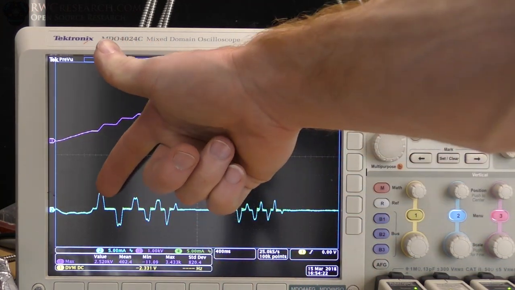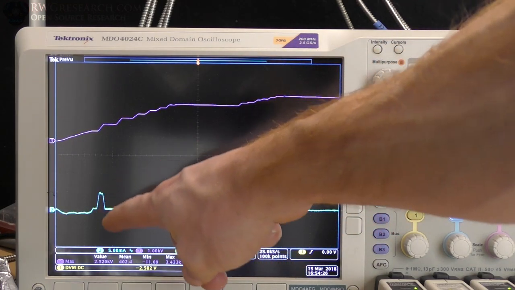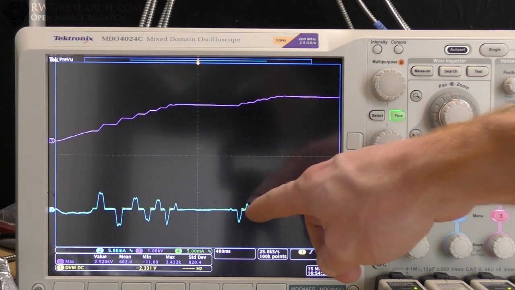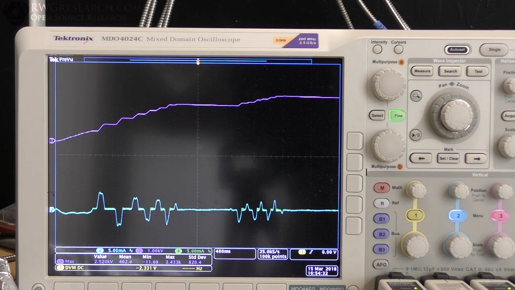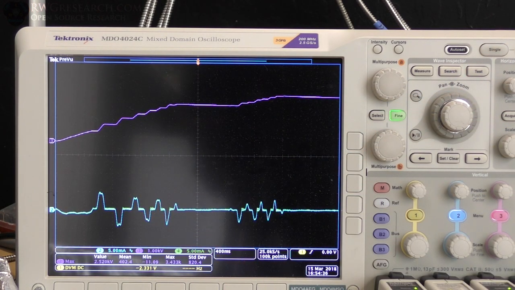Also, I screwed up. This is not one revolution. Each cycle is one. So 1, 2, 3, 4, 5. We'll call it 6 revolutions. So anyway, these are pole passes. So, anyway, just to demonstrate to you the difference there.